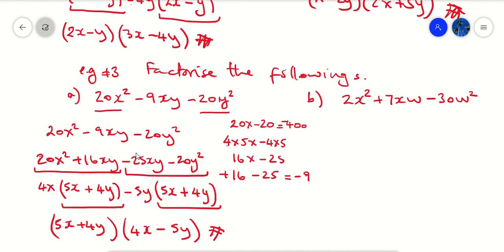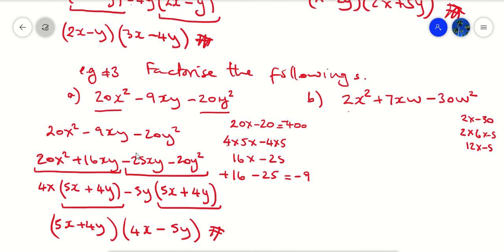Let's have a look at part B of this example. Again, what do we do? We just multiply the coefficient of the square terms, so I will have 2 times minus 30. What will I have again? I will have 60, but then I can split this the way I want it. So 60 I can rewrite as 6 times minus 5. What do I get here? 12 times minus 5.